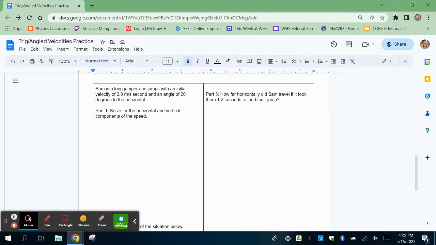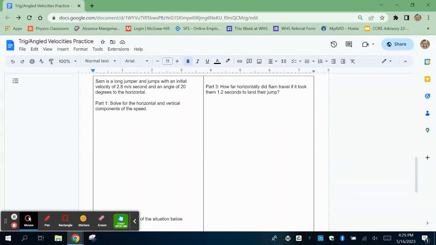This does apply to what we've been doing because we've been looking at angled speeds. So in this problem, we have an angled speed of a high jumper or a long jumper, and we need to use that to help us move forward. Part one of this problem says you want to solve for the horizontal and vertical components of the speed.